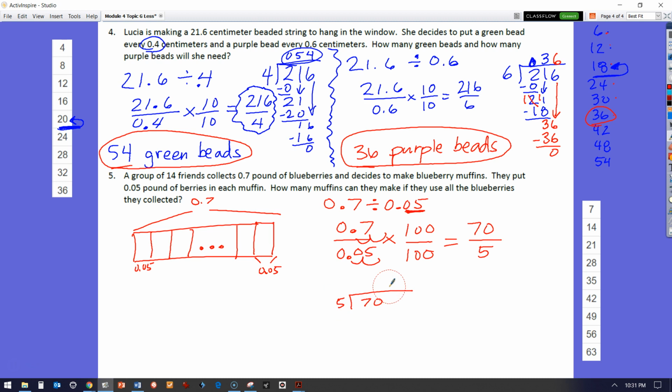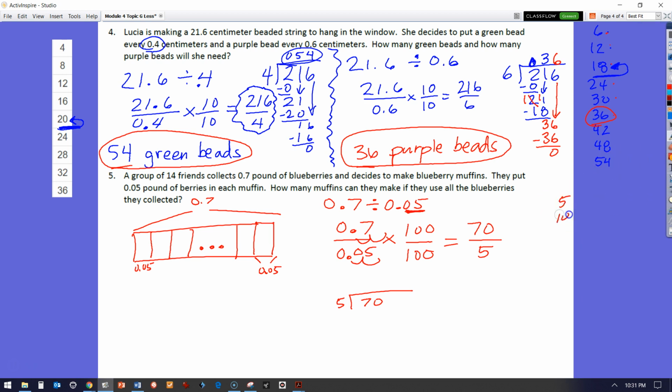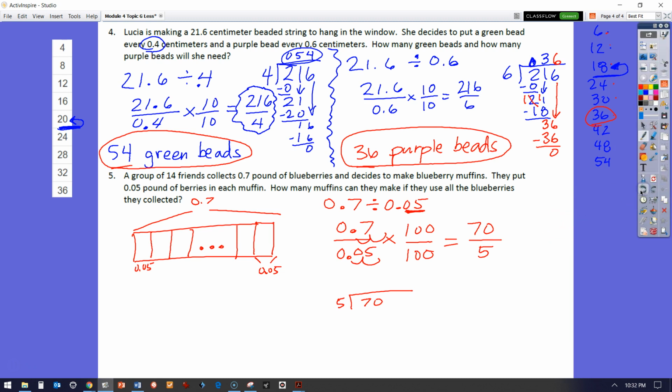And they will be able to make, let's see, 70 divided by 5. Yep. I should have my 5 times tables. So we know our 5 times tables. No, we shouldn't need to list our 5 times tables out. Let's just go ahead and wing it.